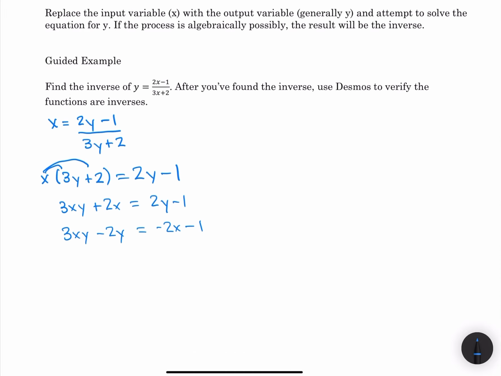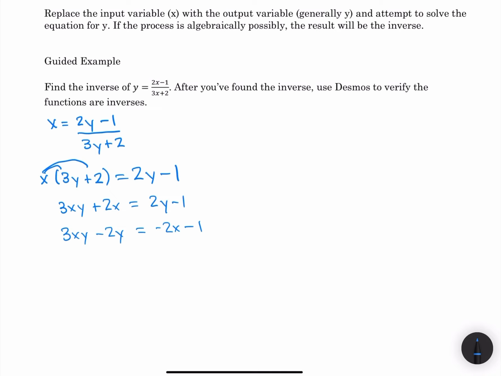Cool. So the last thing that we can do is factor out a y because it's the greatest common factor on the left, and that's going to give us y times (3x minus 2) equals negative 2x minus 1. And since we want to solve for y, we can divide both sides by 3x minus 2. So we get y equals (negative 2x minus 1) divided by (3x minus 2).